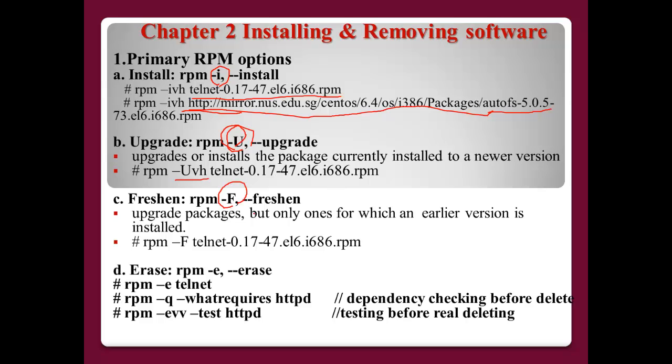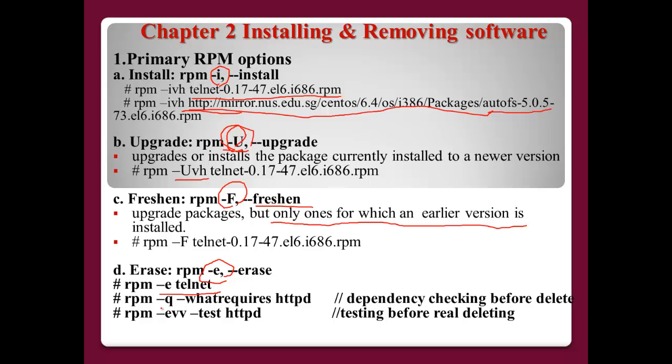But -F, freshen, is similar to upgrade, but it normally upgrades packages like -U, only ones for which an earlier version is installed. It means if an earlier version is already installed, in this case we can use -F. But if there is no earlier version, in this case we have to use -U. Or D, erase. In this case, if we want to delete some package, we use -e. For example, rpm -e telnet. In this case, the RPM will delete telnet.